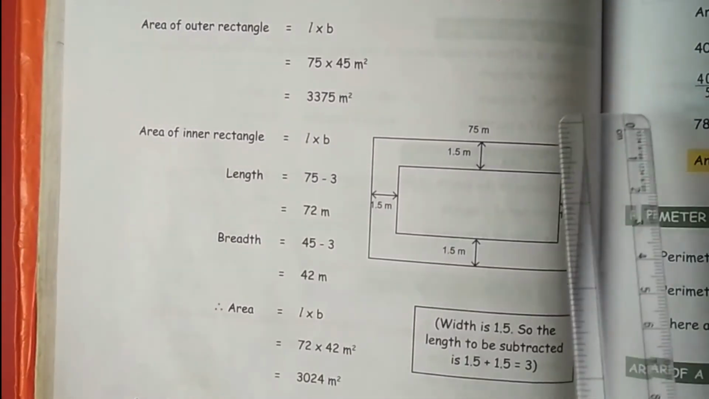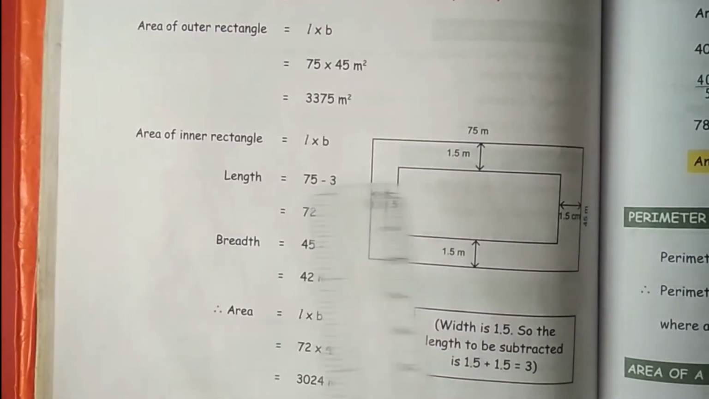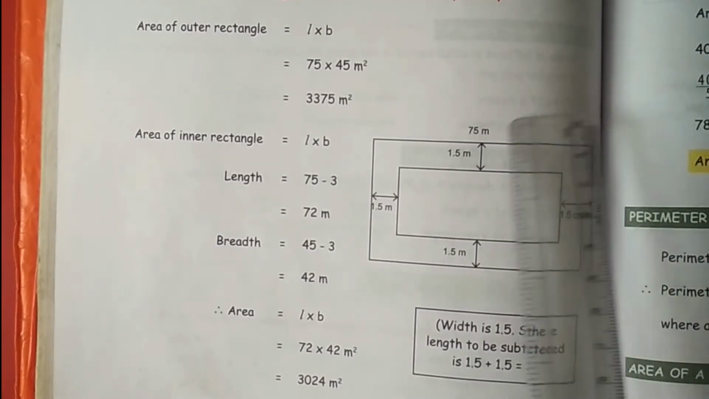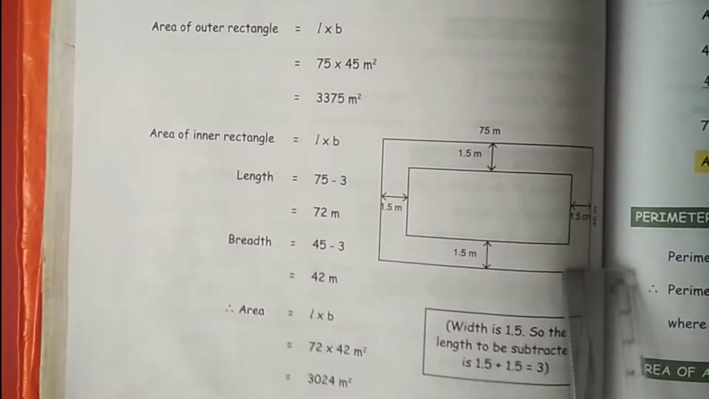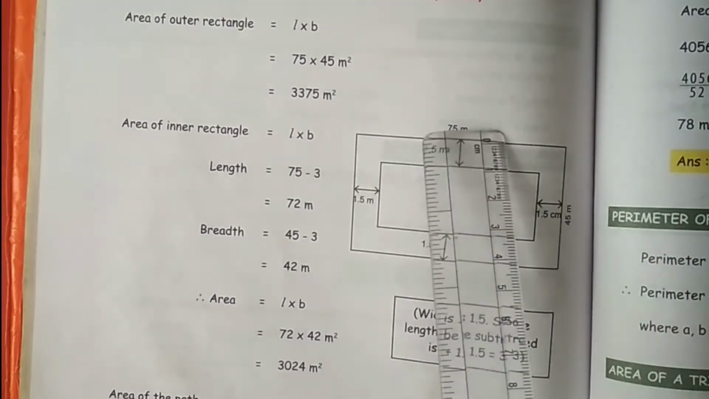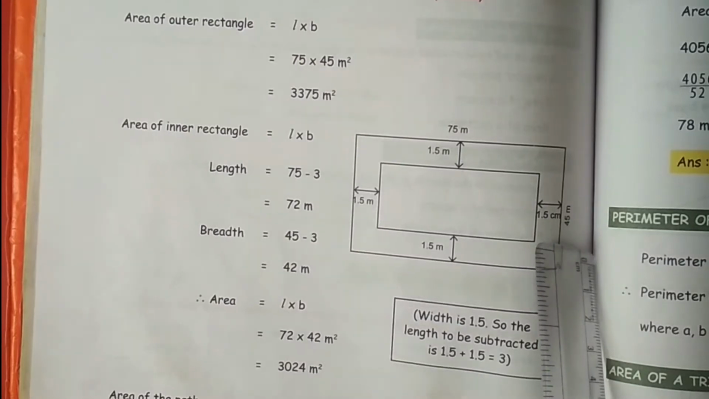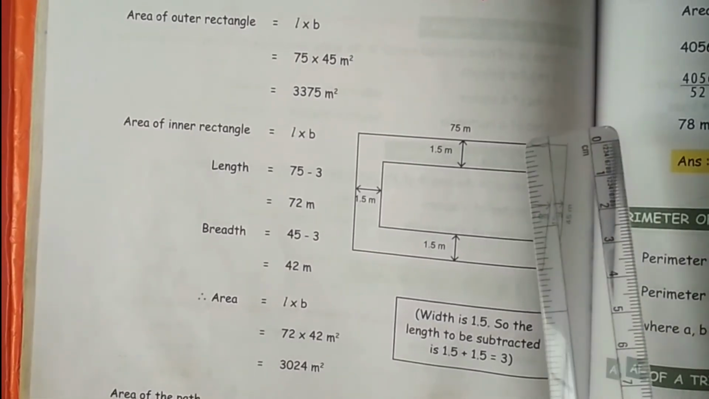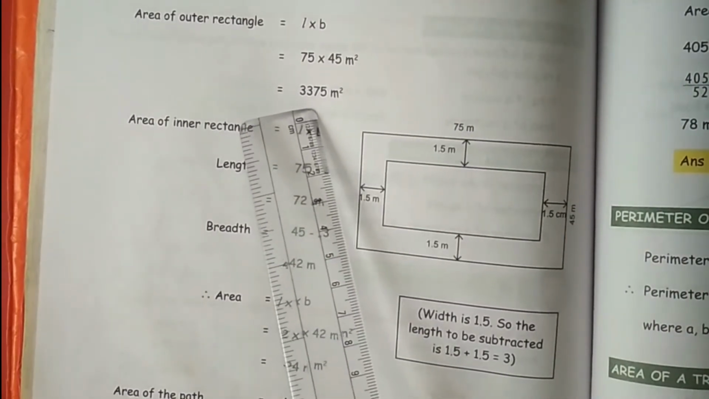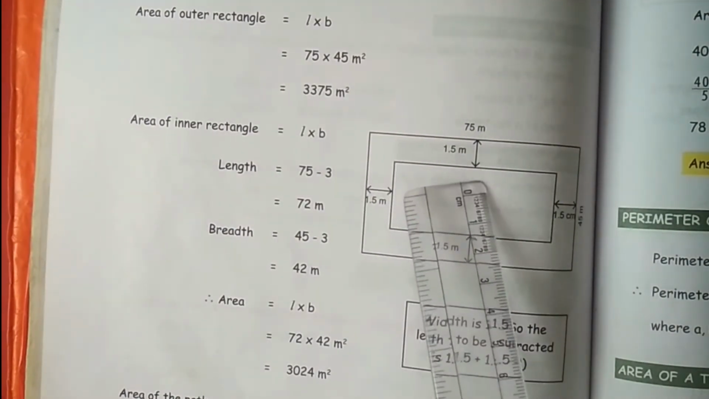First we have to find out the area of the outer rectangle. This is the area of the outer rectangle. Right? The formula is length into breadth. So see here, 75 and the 45 is the breadth, it is outer. Length is 75 meters and the breadth is outer, 45 meters. Okay, now multiply 75 into 45 square meters. Then the answer is 3375 square meters.